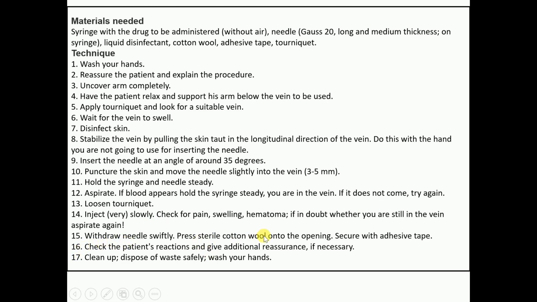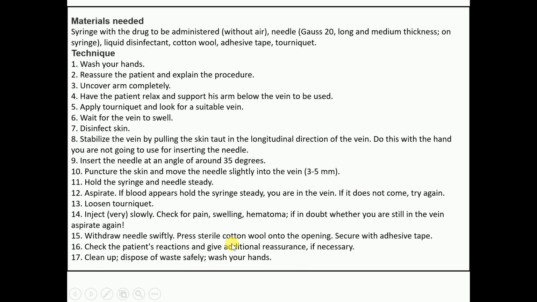Press the sterile cotton wool onto the puncture site. Then secure with adhesive tape. And then check the patient's reaction and give additional reassurance if required. Then clean up and dispose of the waste safely and wash your hands again. So these are the steps for the intravenous procedure.